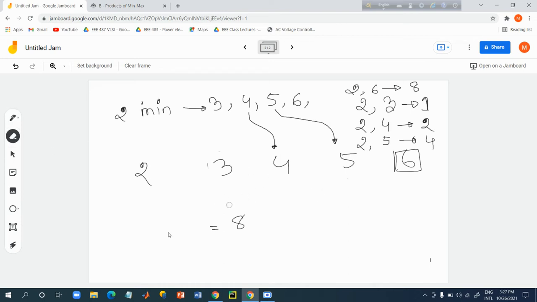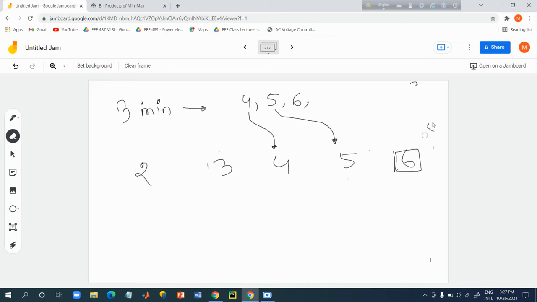So same goes for 3. Like if 3 is the minimum value, then we cannot have 3 as the maximum value. So the maximum values are 4, 5, and 6, right? So if 3 is the minimum value and 4 is the maximum value, we cannot insert any element because there is no element between 3 and 4. So the only option is only one.